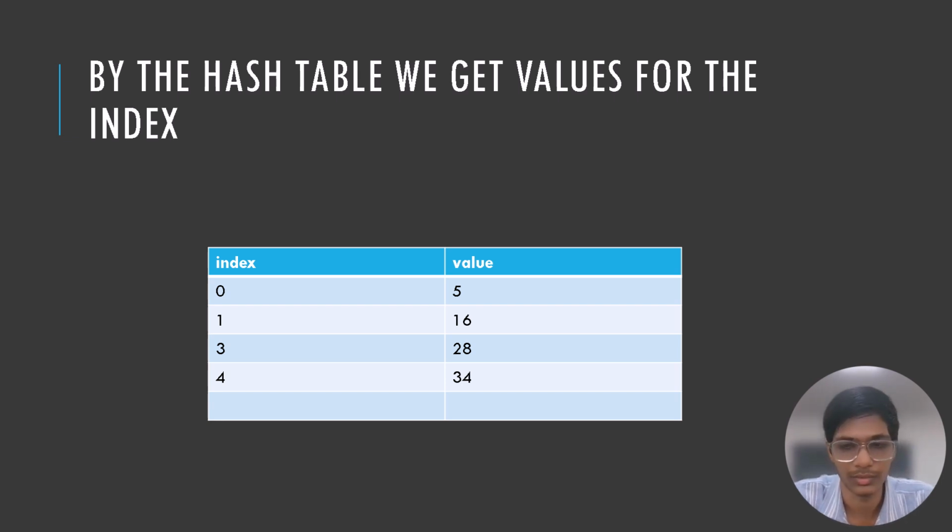Let us continue from here. In index 0, the value stored is 5. In index 1, the value stored is 16. In index 3, the value stored is 28. And in index 4, 34. Further, it goes on.